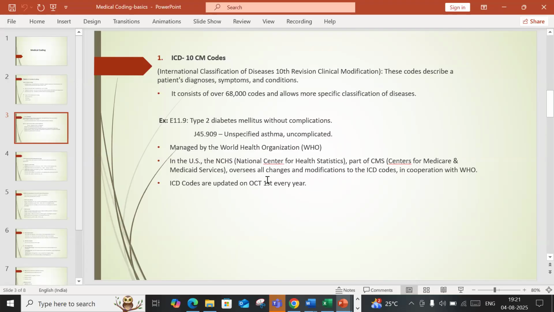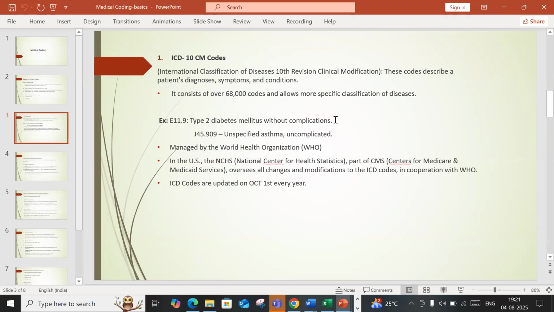So what is the organization that is doing these things for ICD manuals? WHO. And that is on October 1st every year. From the first module, I think I have explained to you, right? How many modules are there for this program? Five modules, ma'am.